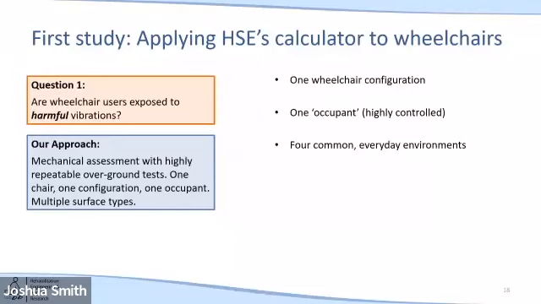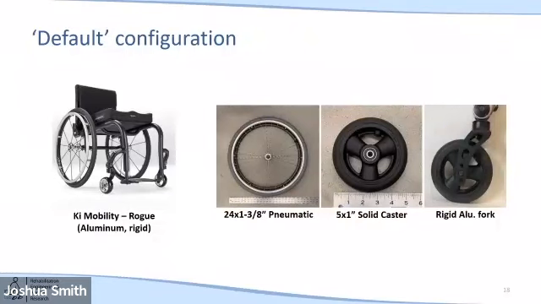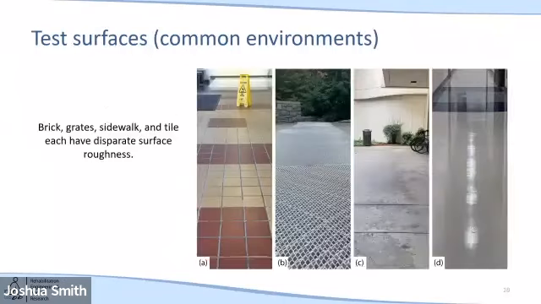We wanted to test over 4 common, everyday environments with varying surface roughness. So we started by choosing our default configuration: one ultra lightweight aluminum wheelchair frame with standard components, a spoked wheel with a pneumatic tire, a solid caster, and a rigid aluminum fork. We chose, obviously, smooth linoleum tile, which you see everywhere, in businesses, hospitals, and schools, as well as sidewalk with some big paving stones and relief joints in between.